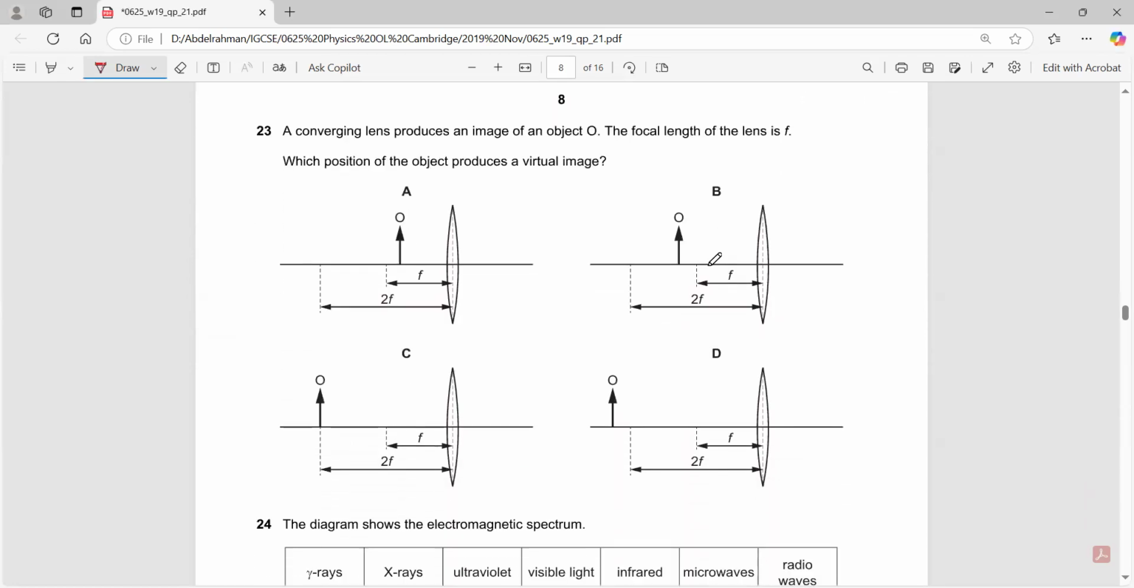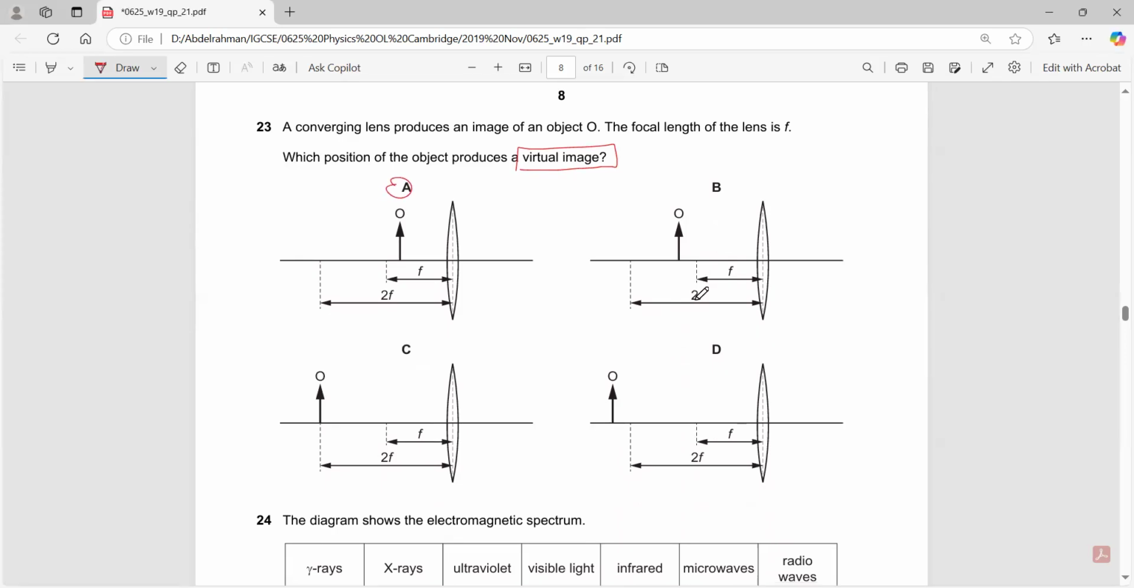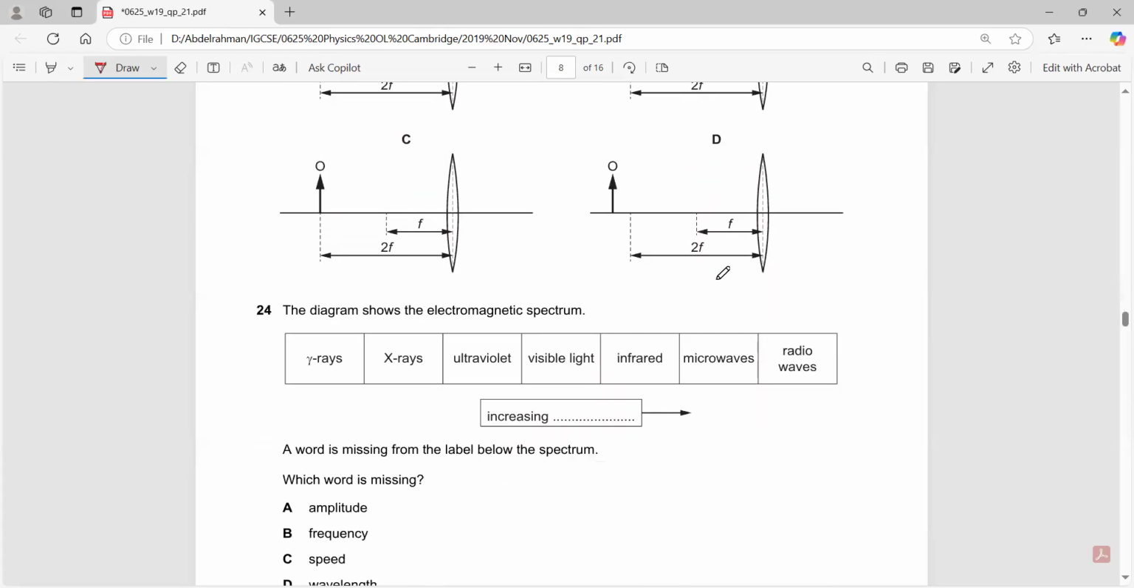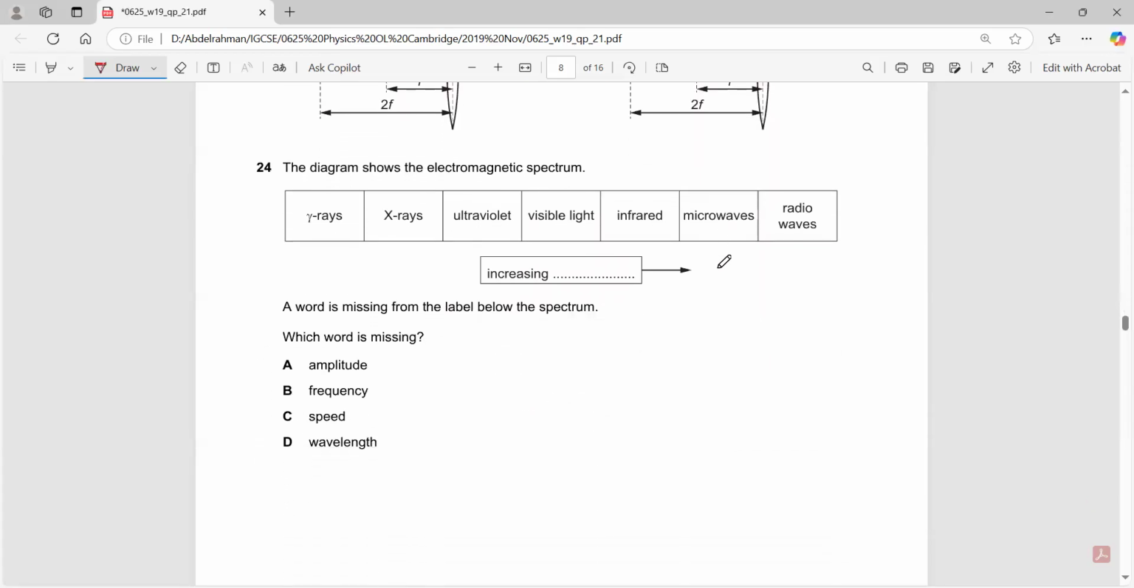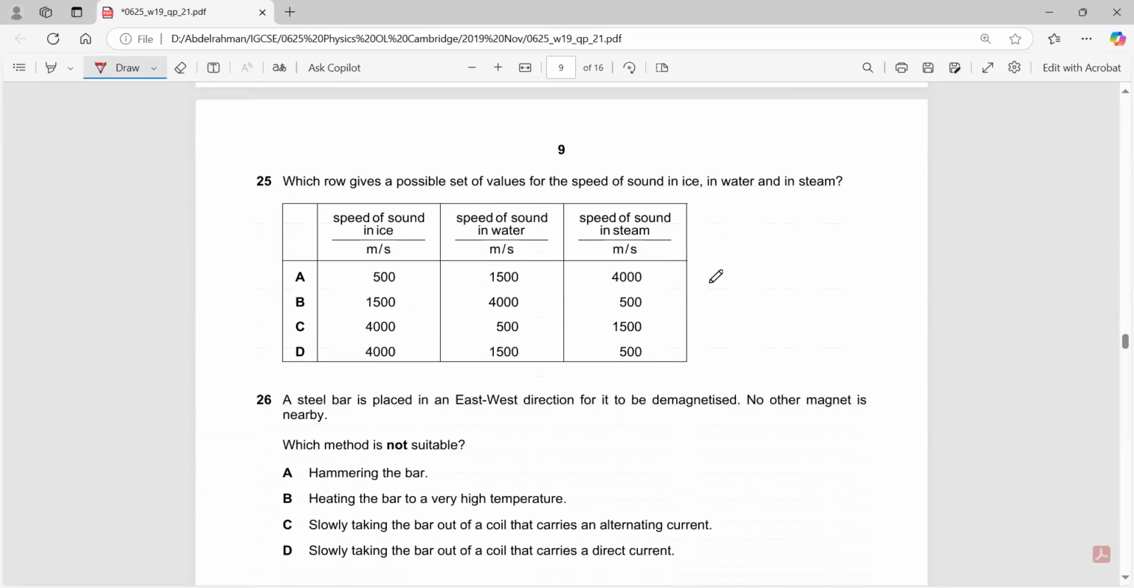A converging lens produces an image of object O. Which position produces a virtual image? It needs to be A. Why? Because the object needs to be closer to the lens than the principal focus. Word is missing. It's increasing what? Increasing the wavelength. Why? Because the radio waves have the longest wavelength.